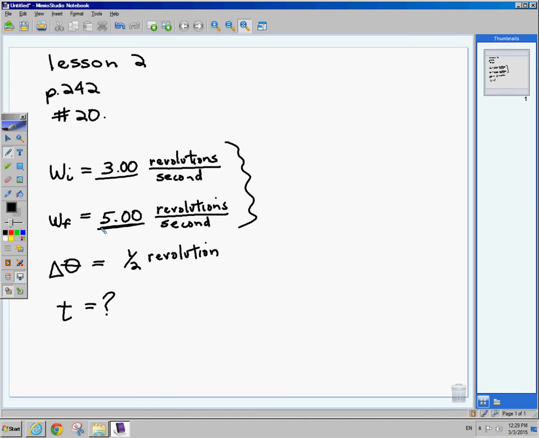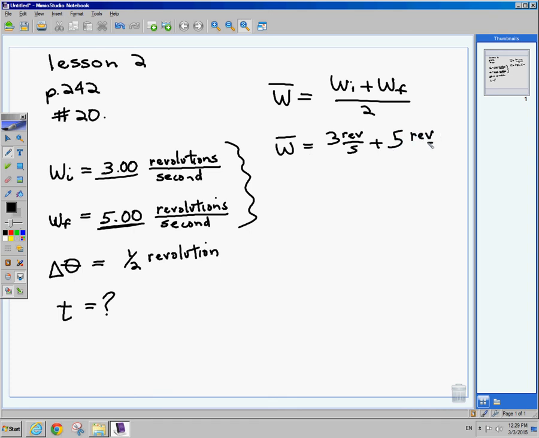Right. So then we know that the average angular velocity is going to equal the initial plus the final divided by 2. So in this case, the average would equal 3 revolutions per second plus 5 revolutions per second all over 2. So on average, how fast is she rotating? 4 revolutions per second.